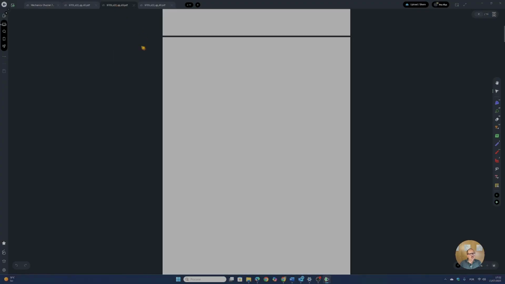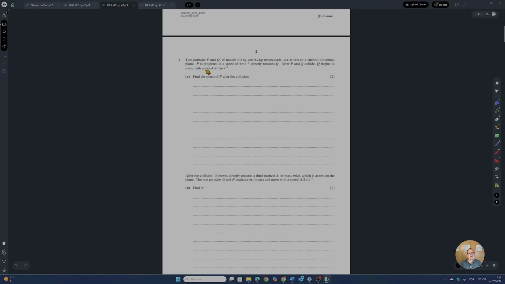Spring 2022 again, but now it's variant 43, still question 1. Two particles P and Q of masses 0.3 kilograms and 0.2 kilograms respectively are at rest on a smooth horizontal plane. P is projected at a speed of 4 meters per second directly towards Q. After P and Q collide, Q begins to move with a speed of 3 meters per second.